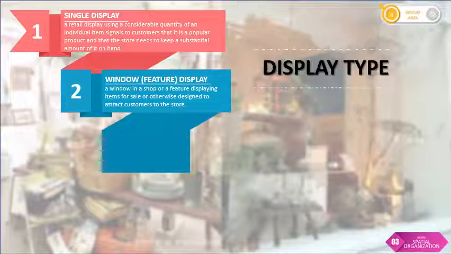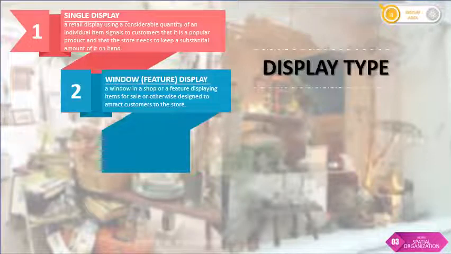And another one is a window display ataupun feature display. Window display or feature display ni maksudnya dia displaying items for sales or otherwise designed to attract customers to the store. Yeah, it's either for sales or for a new product. Kan you nak buat feature display, so new product coming in, so you arrange the feature display dekat dalam shop dia. So it will attract customers to come in lah, especially on the window display.